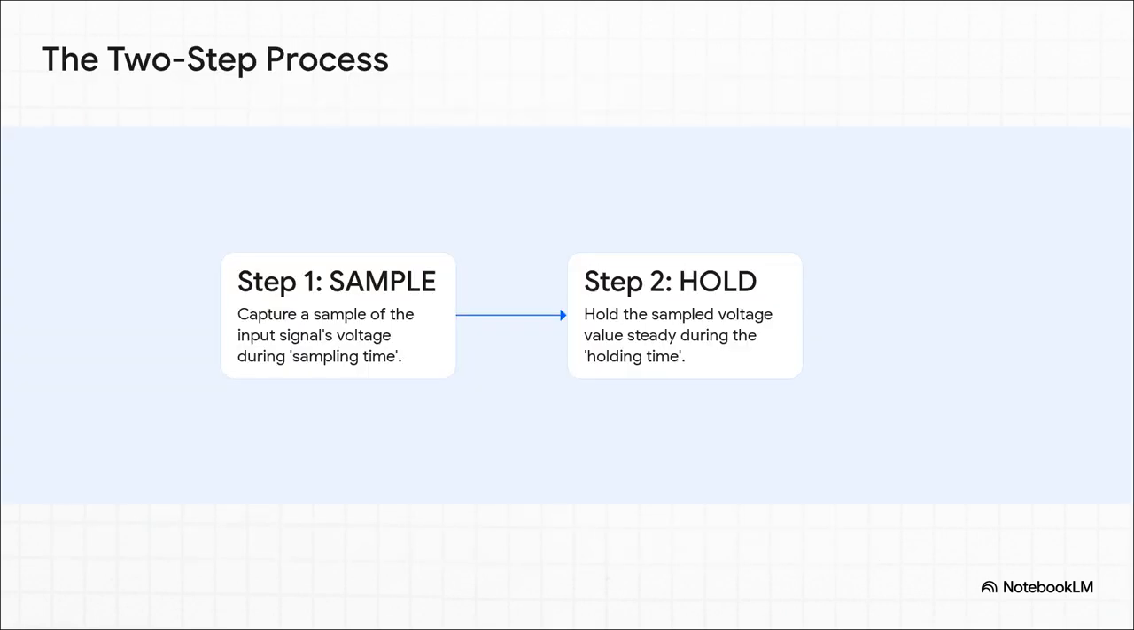It's really just a simple two-step dance. First, it samples. It captures the voltage. And this happens incredibly fast, sometimes in just a tiny fraction of a second. Then it holds. It freezes that exact value, holding it perfectly steady so that the next part of the system has time to read it. Simple, right? Sample, then hold.